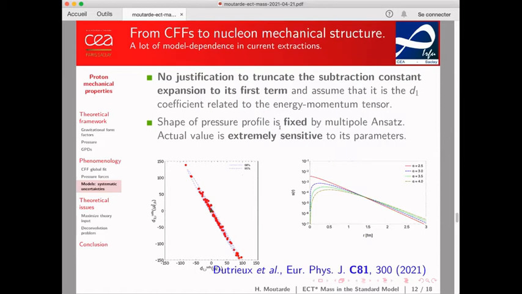In the same spirit, I mentioned before that we choose a triple ansatz for the t-dependence. This triple ansatz basically fixes, through Fourier transform, the shape of the pressure profile. And if you tweak the parameters of this triple ansatz, if you make it a multiple ansatz by changing the power here, you can see that the pressure anisotropy can vary by an order of magnitude. So the actual value is extremely sensitive to the parameters we choose in this model-dependent approach.